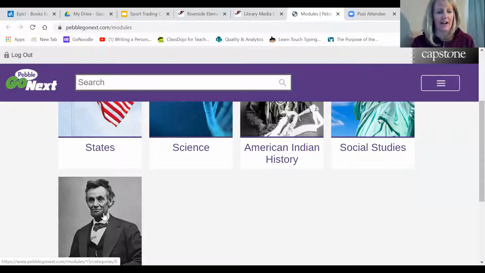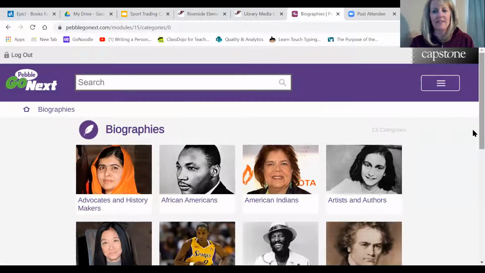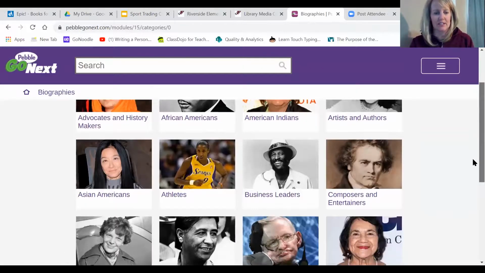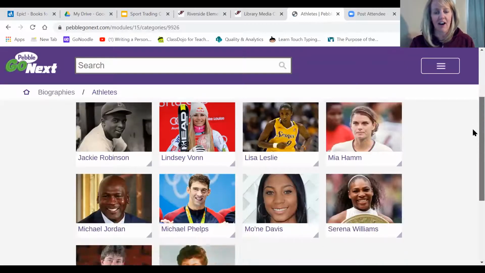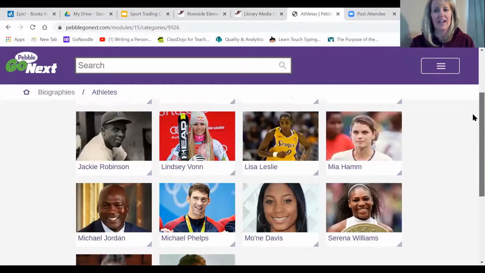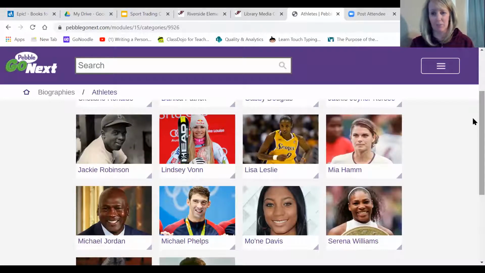We want to look at biographies. There's a picture of Abe Lincoln there. That's the biography section. And then they are sorted by different topics. We're going to start on athletes. There aren't a ton of athletes here, but these athletes on Pebble Go Next have some really basic information that will be easy for you to access and easy for you to put into your trading card.